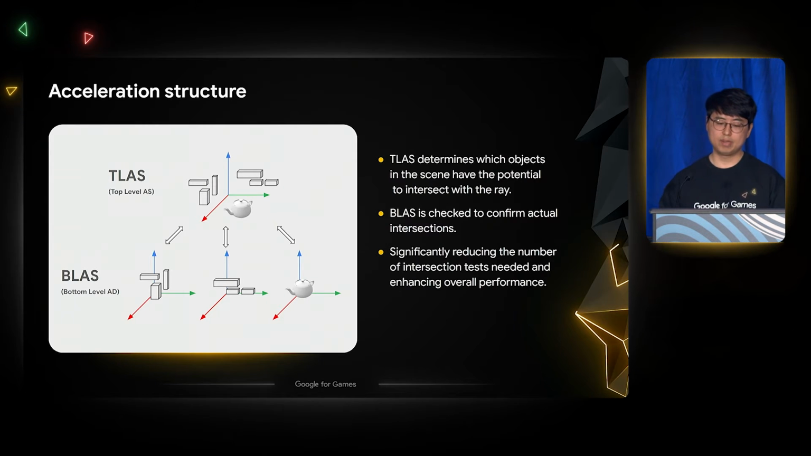TLAS is a top-level acceleration structure. It is a group of objects. It potentially checks if the ray intersects. If the ray intersects in the TLAS, it is checked with the bottom-level acceleration structure object for the exact checking. Because it potentially checks the ray first, it can reduce the ray calculation workload.